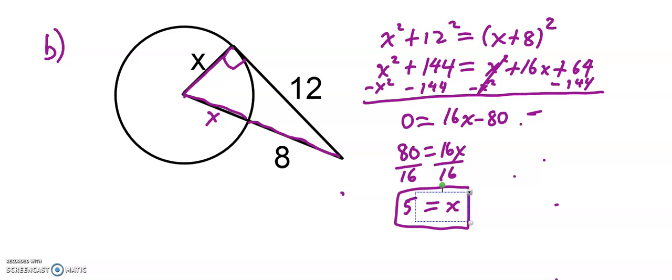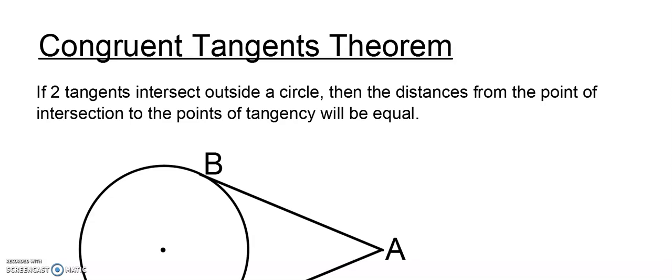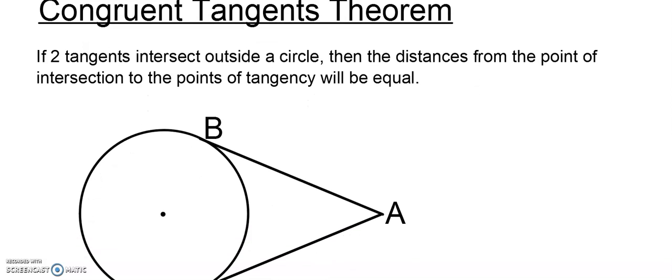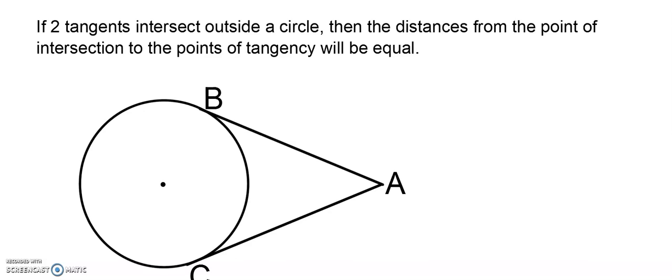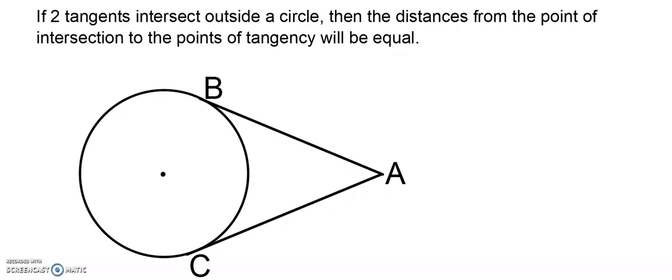Alright? Okay, and that's a big idea. Anytime you have a radius and a tangent intersecting, they always form a right angle. In other words, they're always going to be perpendicular. Okay, the next idea, I call this the congruent tangents theorem. Again, this is just my own name. Here's what this theorem says. It says, if two tangents intersect outside a circle, then the distances from the point of intersection to the points of tangency will be equal.